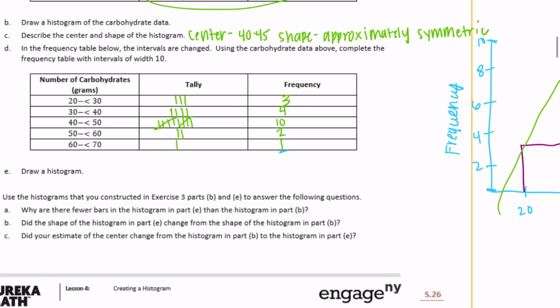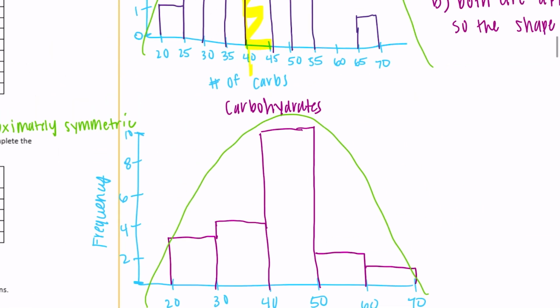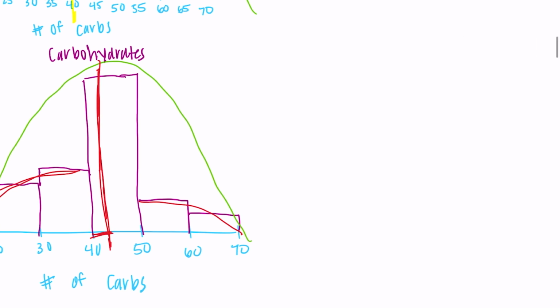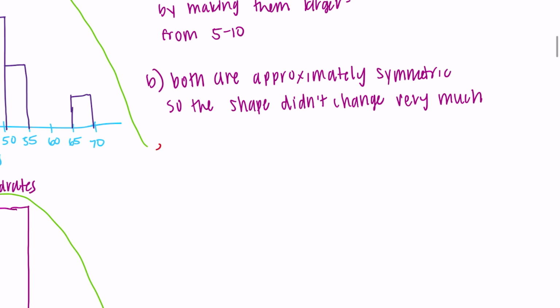Then what is C asking? Did your estimate of the center change from the histogram in part B to the histogram in part E? So what did we say? The center in B was 40 to 45. So the center here, I would say, is still, since these are a little bit larger over here, taller than these, I would still put the center more towards this way. So between 40 and 45. So I would say no, the center did not change. Let's see. No, the centers are still about the same.